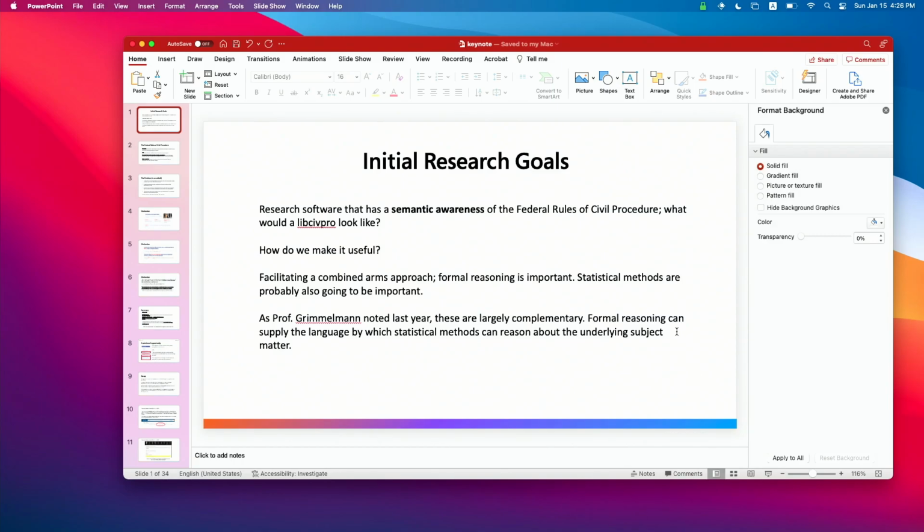So the initial research goals for our group. I was very fortunate to be an intern last summer at Microsoft Research with Jonathan Partsenko and Leo Demura as well. They were amazing. The whole experience was really great.